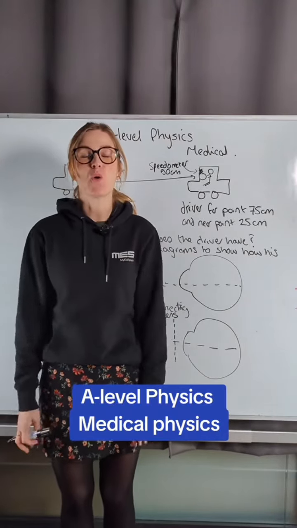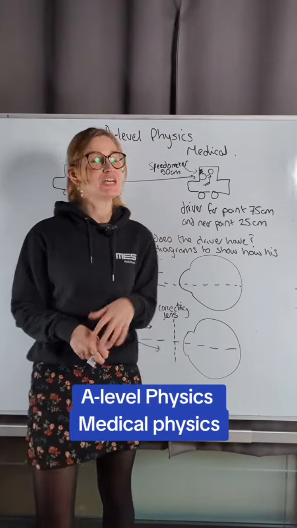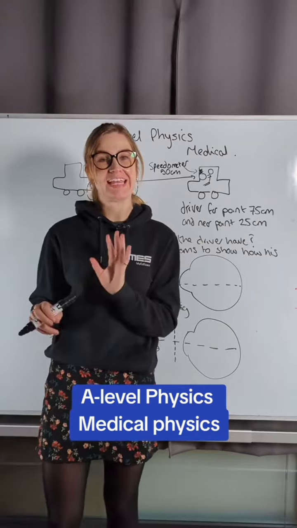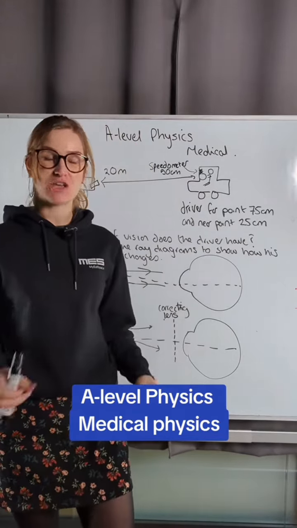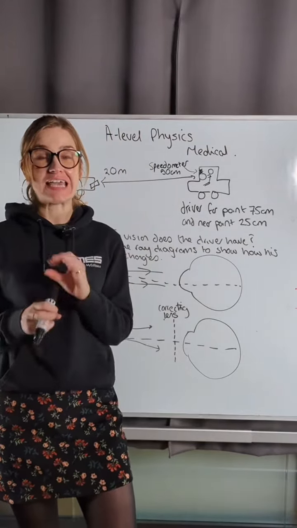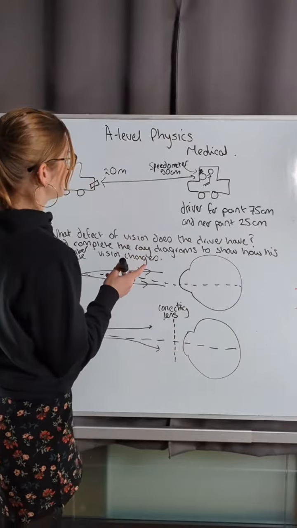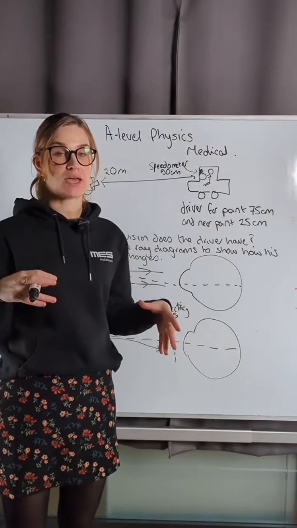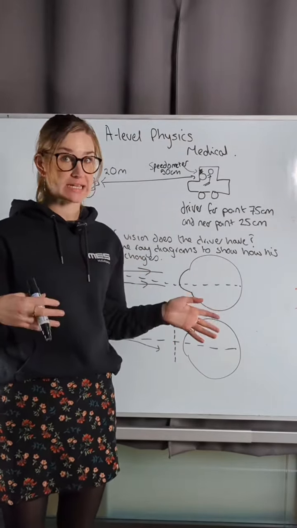So as you know, we're adding more optional topics. We're adding medical physics. Medical physics is an optional topic in AQA, but if you're doing OCR, you also need to know quite a lot of medical physics in your syllabus. So what we're looking at here is someone's far point and near point, so we're looking at whether they're short-sighted or long-sighted.